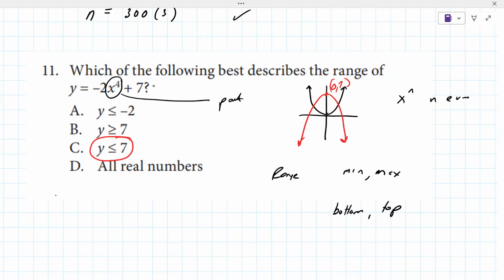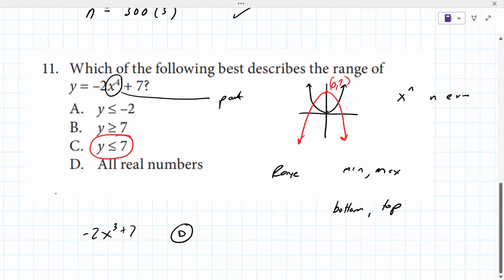So we have to be careful here, because if I make one change to this, which is -2x cubed plus 7, the answer becomes D. But if I make it 2x to the 4th plus 7, the answer becomes B. And so what this question is really testing is your knowledge of odd and even exponents, and then the leading coefficient.